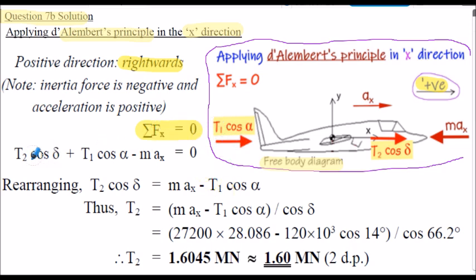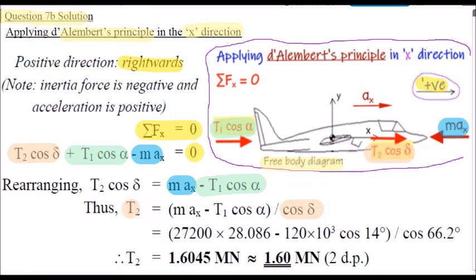So from our diagram, we have positive T2 multiplied by the cos of delta, that's this component here. And we have positive T1 multiplied by the cos of alpha, that's this component here. And we subtract from that the inertial force in the horizontal direction, that's m multiplied by acceleration in the x direction. That has to equal 0 for equilibrium. Transposing the equations, in other words, we're going to add max to both sides of the equation, subtract T1 cos alpha from both sides of the equation, and on the next line we divide throughout by cos of delta. That leaves us with an expression for T2.